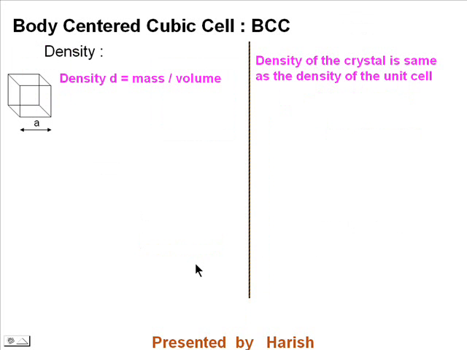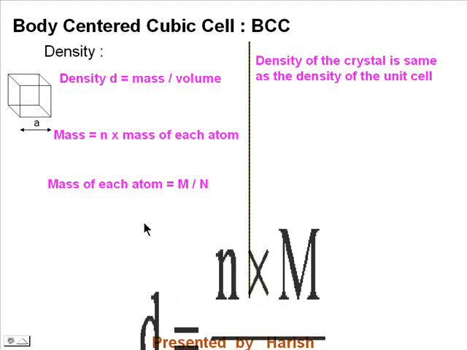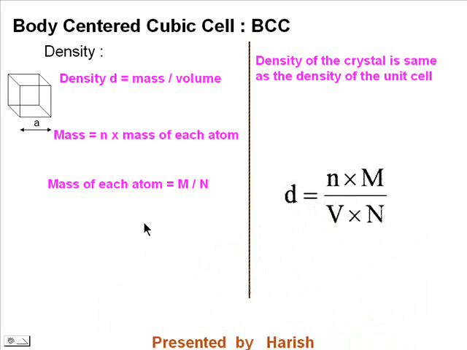Again, let's talk about the density. Density of the crystal is the same as density of the unit cell. So it's good enough if you find the density of a particular unit cell, and that should be the density of the whole crystal. Again, density is mass by volume, mass of the unit cell by volume of the unit cell. Mass of the unit cell is equal to the number of atoms in a unit cell multiplied with the mass of each atom, and we know how to get the mass of each atom, that is gram atomic weight by Avogadro number. So if I substitute these values here, you'll have D is equal to N m by V into N.